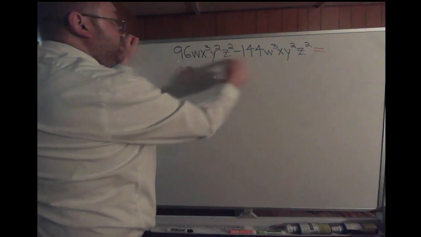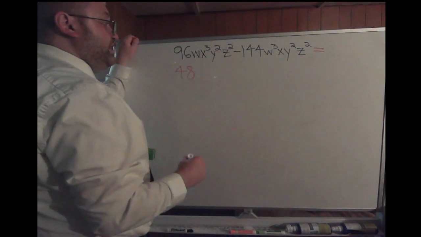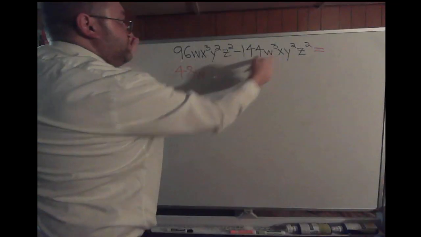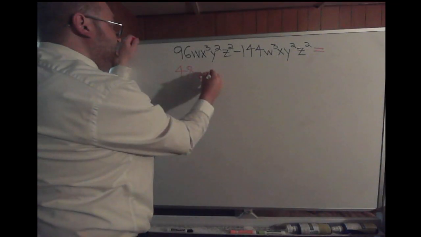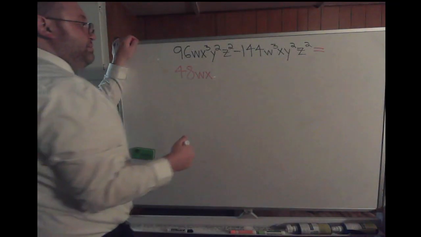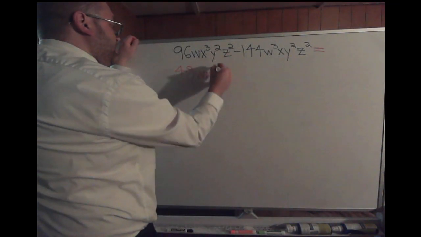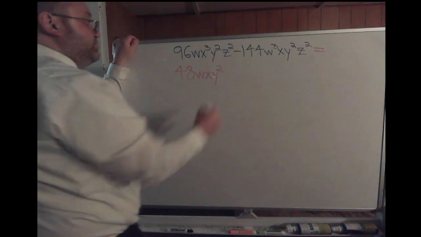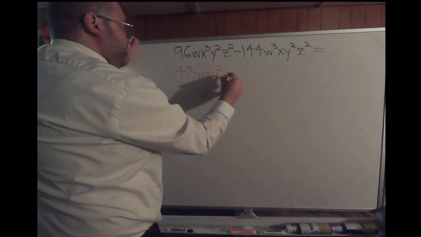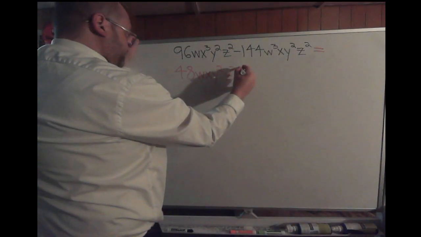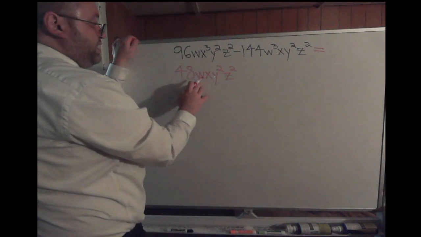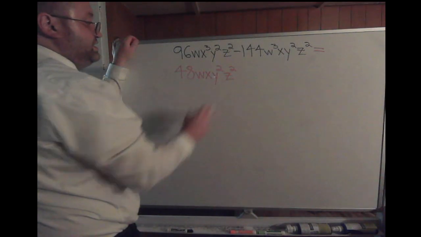Now between w and w to the third, what's your greatest common factor? That'd definitely be w. Between x to the third and x, what's your greatest common factor? That'd be x. Now between y squared and y squared, what's your greatest common factor? Definitely y squared. Then between z squared and z squared, what's your greatest common factor? That'd be z squared. So the greatest common factor of these two terms is 48wx y squared z squared.